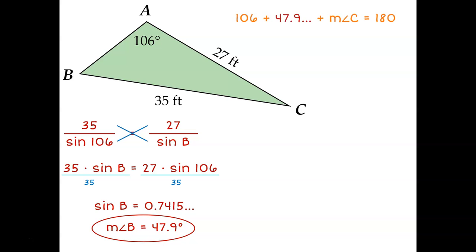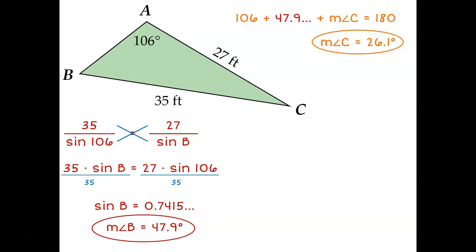So now I can use the triangle sum theorem to figure out the measure of angle c. 106 plus 47.9 plus the measure of angle c equals 180, so angle c must be 26.1 degrees. So why aren't we getting two different triangles from this? Well, because the supplement of 47.9 degrees is 132.1 degrees. So if I write the supplement of 47.9 degrees here instead, in other words, if I do 106 plus 132.1 plus measure of angle c equals 180, we would find out that the measure of angle c would have to equal negative 58.1 degrees, and that's just not possible.